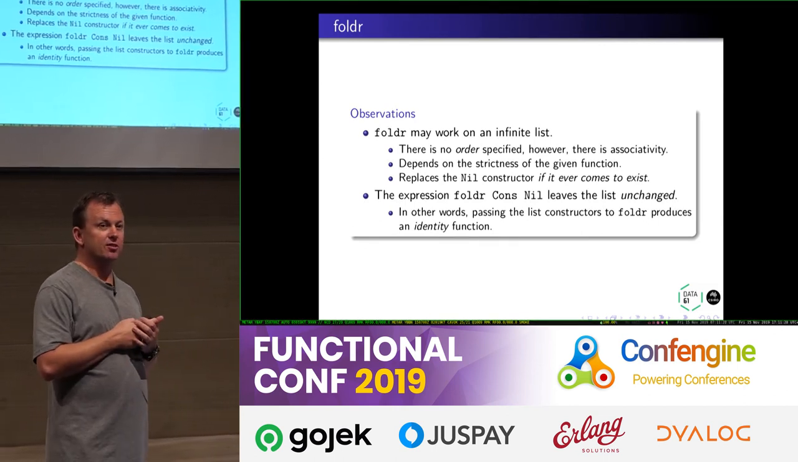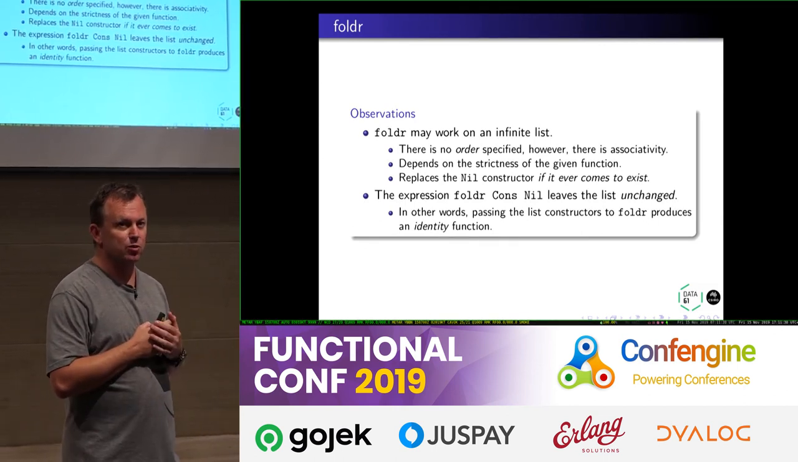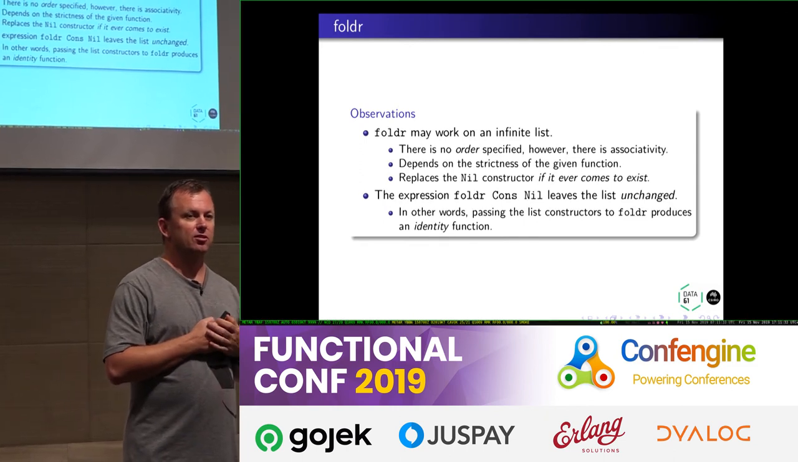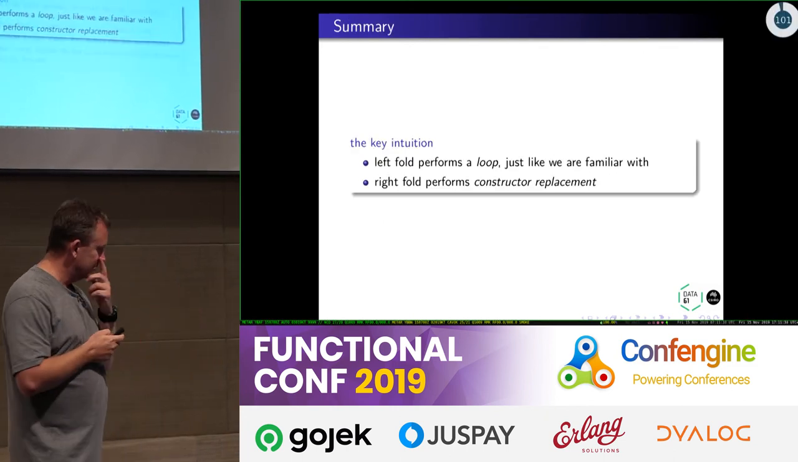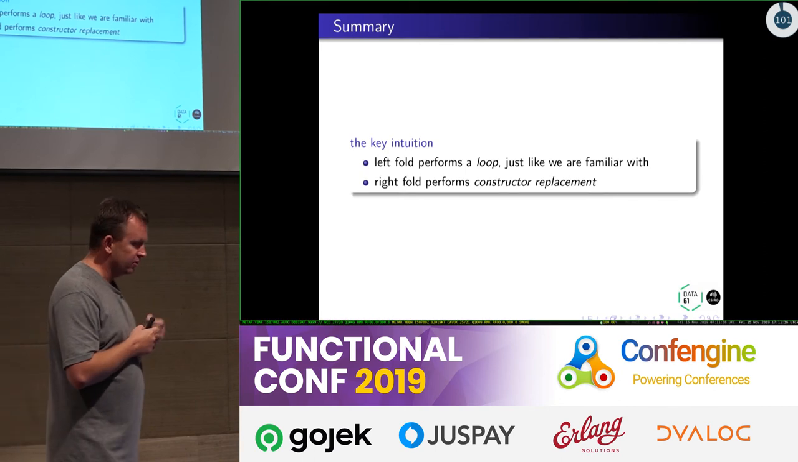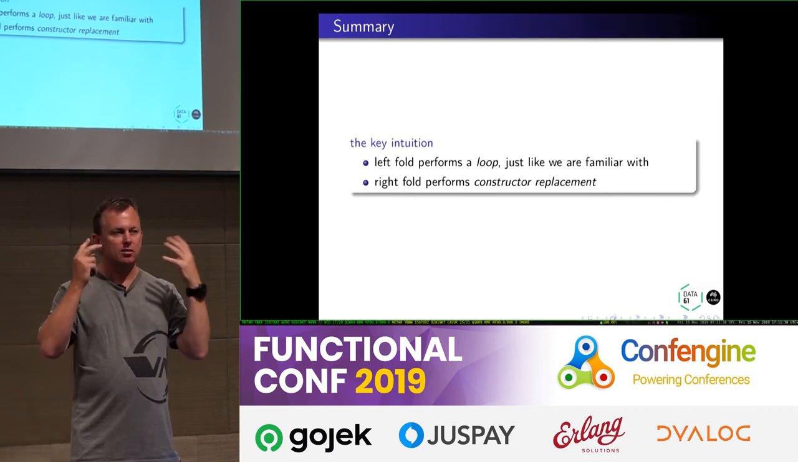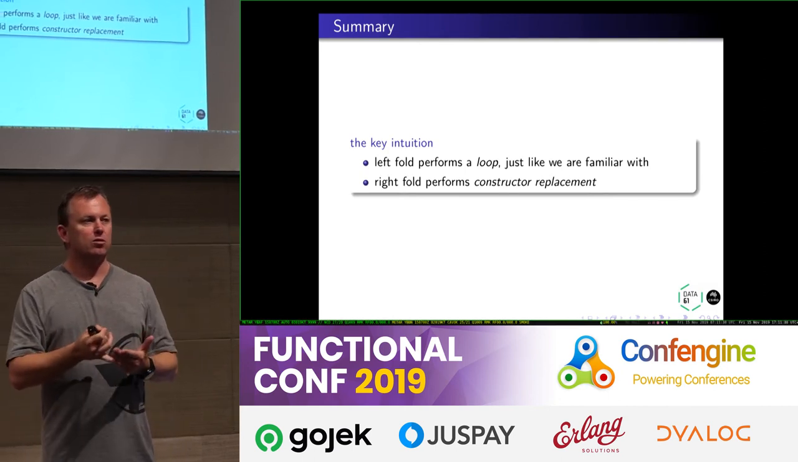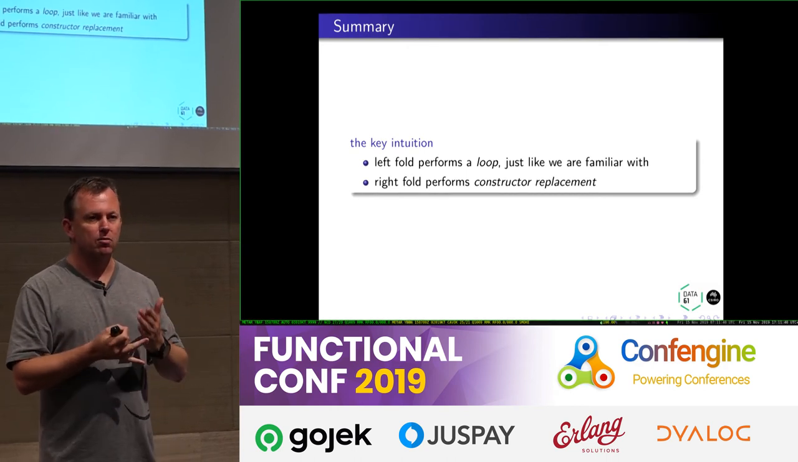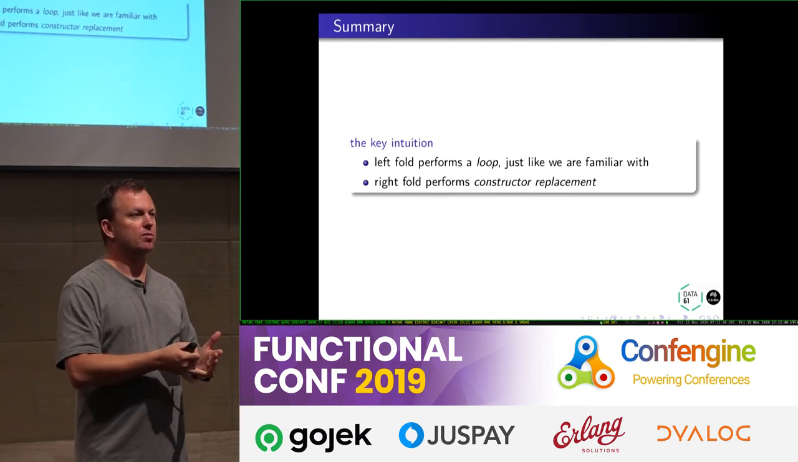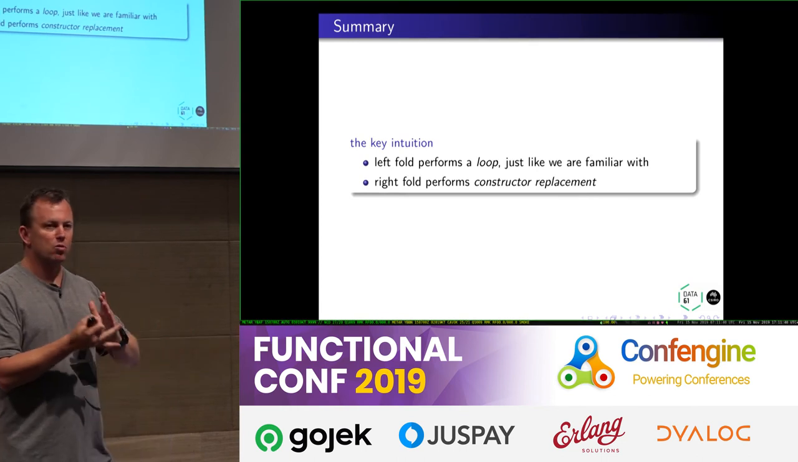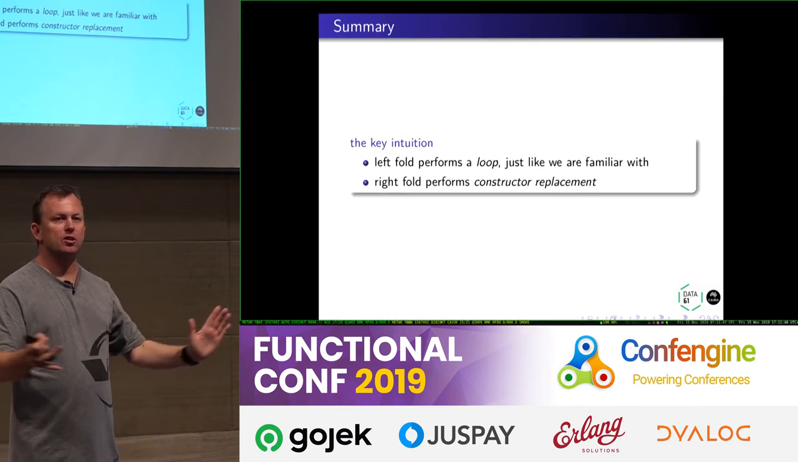What's the identity function? What's the function that gives me an identity for bool? That's an interesting question. I just showed it to you. I'll let you think about that. So the key intuition, the thing to take away, is that a left fold does a loop, and a right fold does constructor replacement. If you always remember those two things, you'll never go wrong.